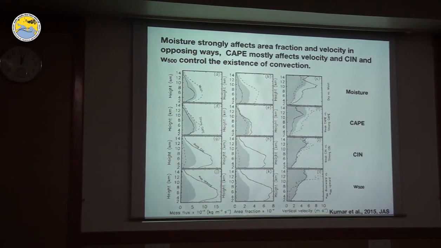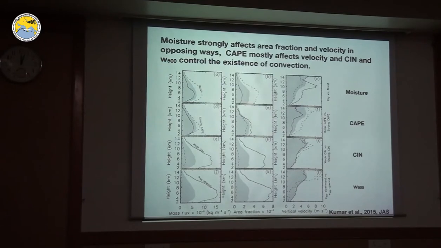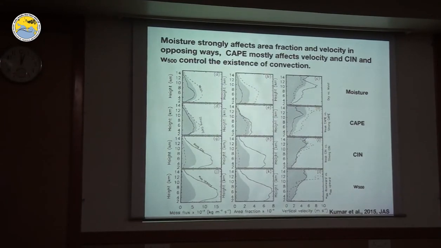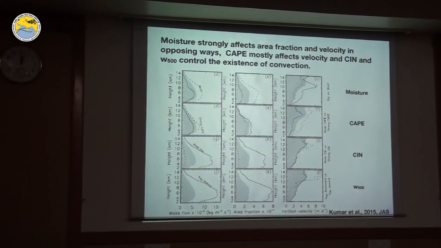And again, it's the same explanation as we talked about before. When it's moist, convection can pop up everywhere. So lots of clouds will form, but each of them will be relatively weak. Whereas when the atmosphere is dry, convection cannot randomly pop up. It actually needs some focus like a sea breeze. But when it pops up, it's very strong. So the area is smaller, but the velocity is larger.